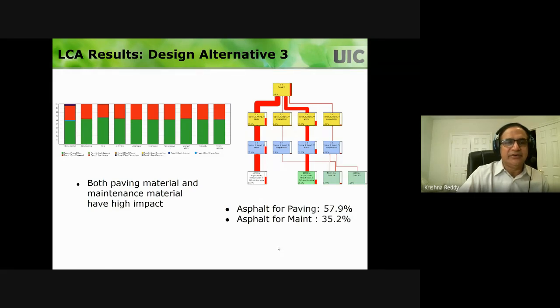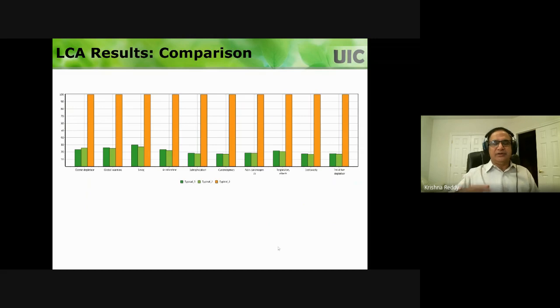Alternative 3, again, you can see the contributions of all the components in that pavement alternative, see where the impacts are coming from. But that's all, like looking into the details about each individual alternative. Now our goal was to look at these three alternatives and look at which one is more sustainable. So looking at those results and normalizing with the highest values, you get these results like this.